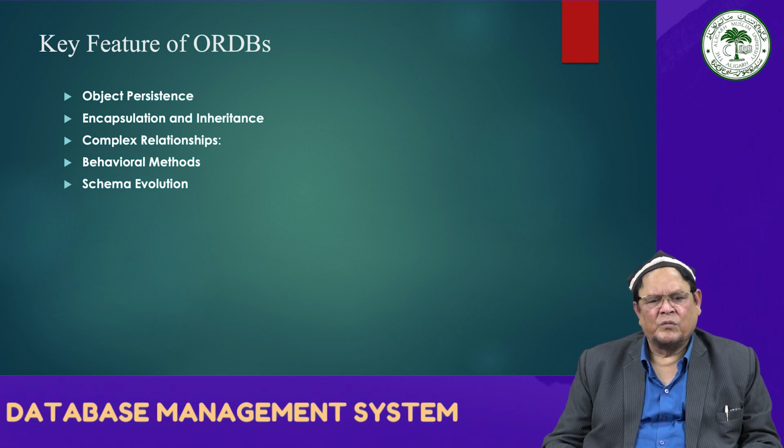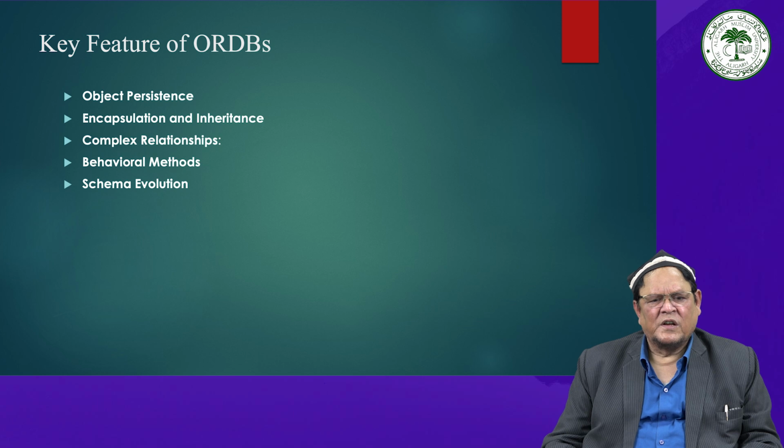Schema evolution. Object-oriented database systems often support schema evolution, allowing the structure of objects and classes to evolve over time without disturbing existing data.